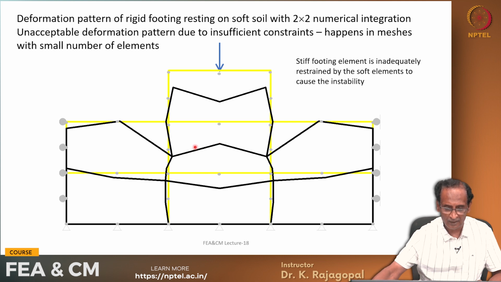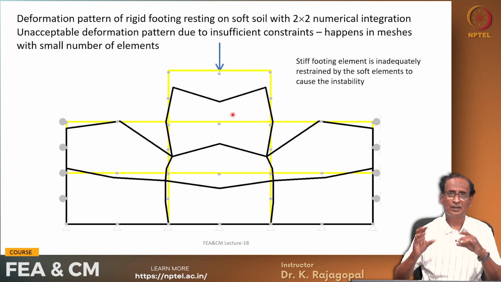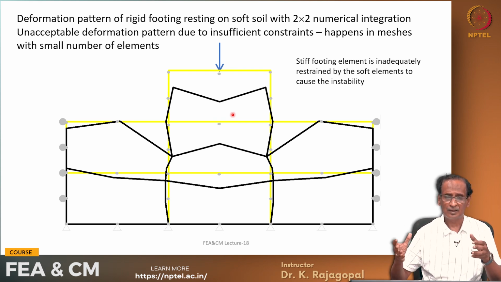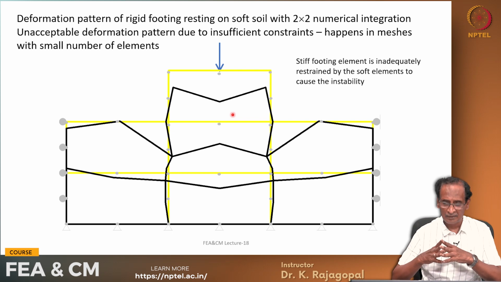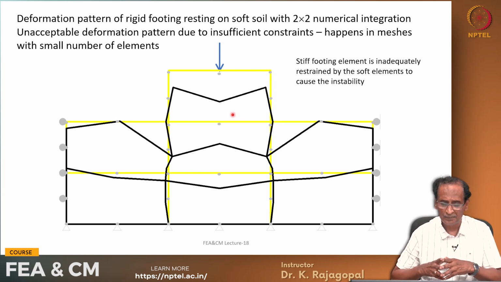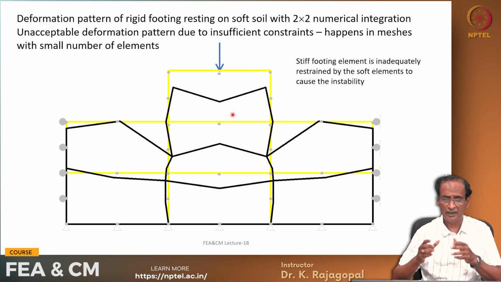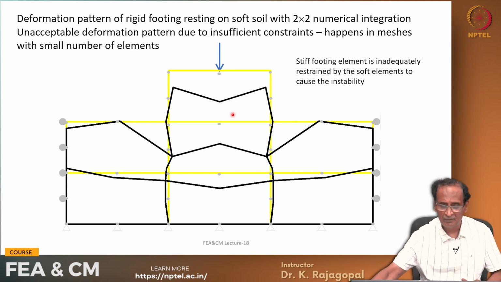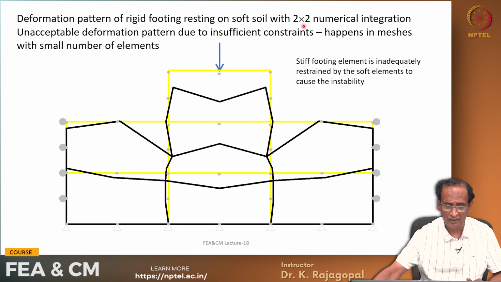and whereas even these elements, they have distorted a little bit differently. And the main concern is, see, our rigid element with a very high stiffness, it has just buckled out of shape, or it has got twisted out of shape. That's because of insufficient restraint given by the soft clay, and this particular result is obtained with 2/2 numerical integration.